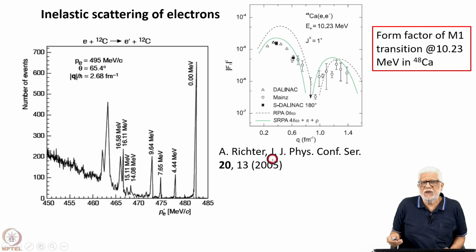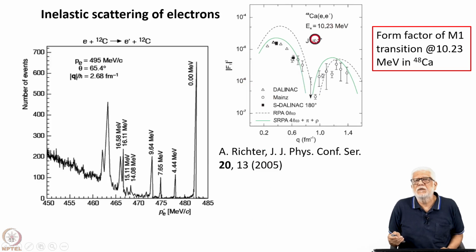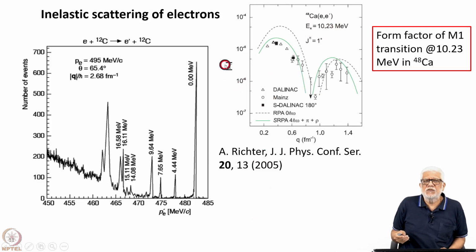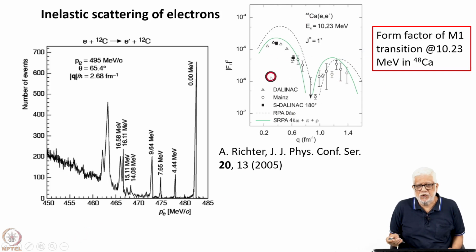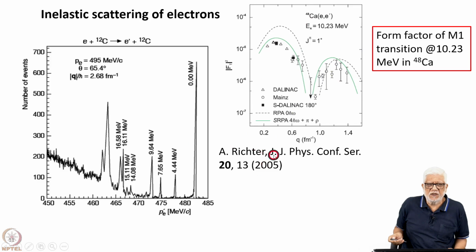This is another example of an inelastically scattered state, a 1 plus state in calcium 48 at 10.2 MeV, and this is the form factor squared plotted here as a function of the momentum transfer. You can see that it follows a general diffractive kind of behavior, and this tells you about the magnetization distribution in this state in calcium 48. Sorry, this is from the reference given here, Richter in 2005.